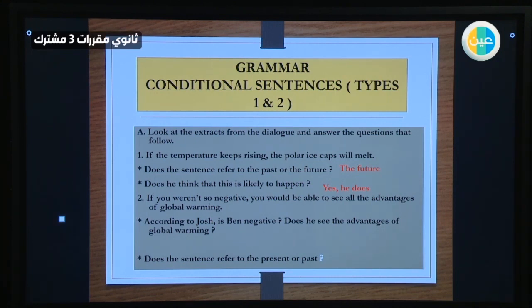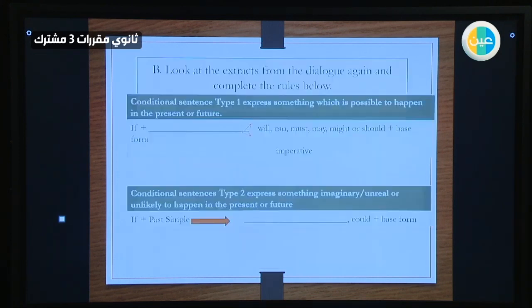According to Josh, is Ben negative? Of course, yes. Does he see the advantages? Josh thinks Ben is negative and that he can't see the advantages of global warming. Does the sentence refer to the present or the past? Here, to present, not past, because I'm using the past, weren't, would. No, it refers to the present, okay? But it's something difficult to happen.